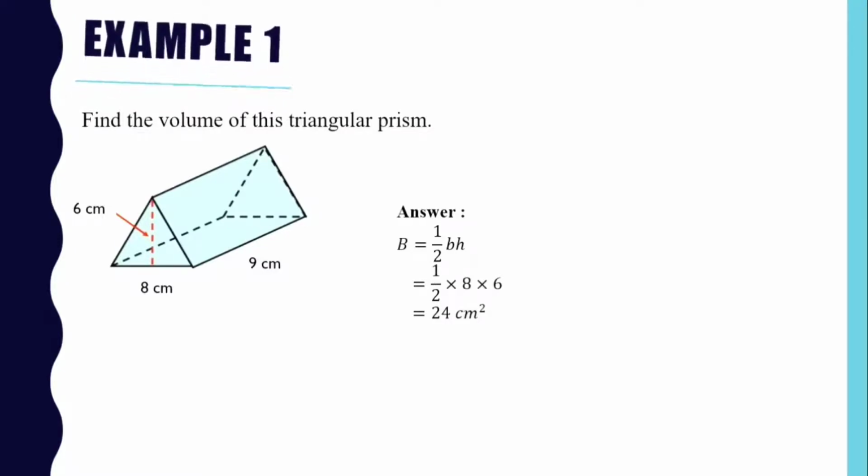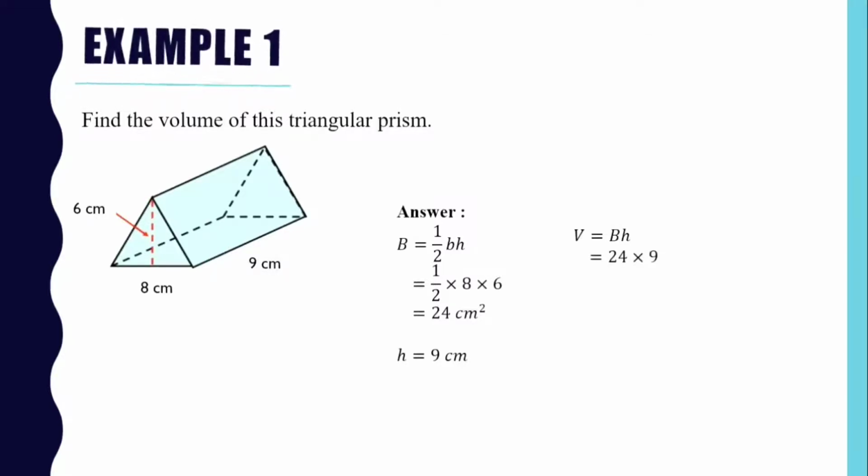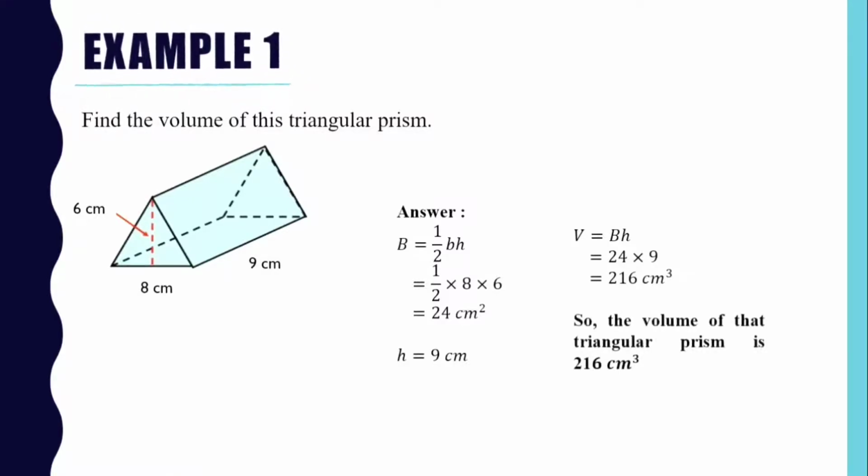From the picture, we get height of the prism is 9 centimeters. So, the volume is area of base times height equals 24 times 9 equals 216 centimeters cube. So, the volume of that triangular prism is 216 centimeters cube.